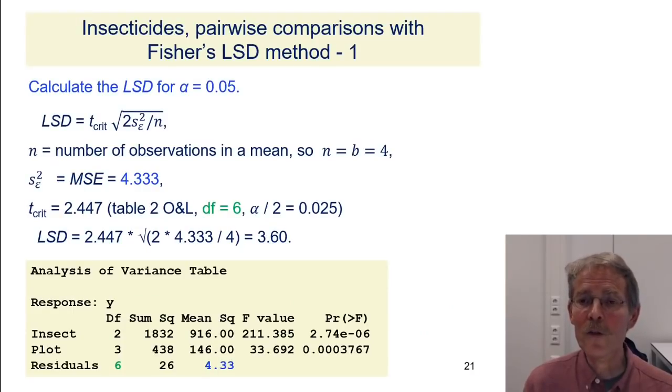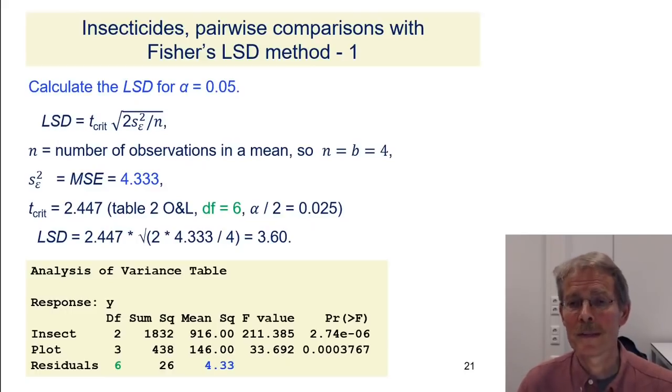Okay, I told you before that when we had the significant F-test comparing insecticides, the follow-up would be pairwise comparison. So let's briefly look at that. It's basically a recap of what we did for one-way ANOVA. To compare the three means for the insecticides, I have to calculate the least significant difference from Fisher's method.